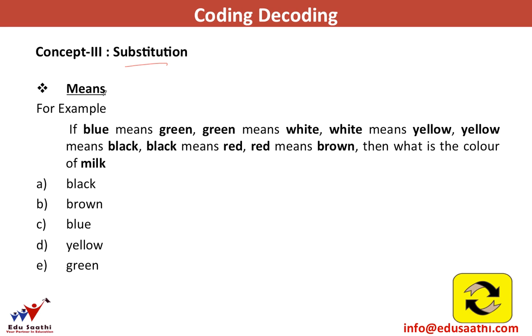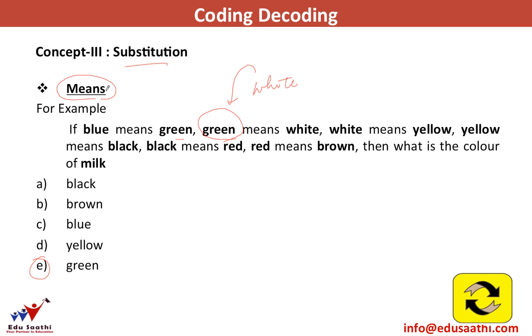Now here, what you need to carefully notice is that we have the word means. For example, if blue means green, green means white, white means yellow, yellow means black, black means red, red means brown, then what is the color of milk? We know that the color of milk is white, but in this language, green means white. So what is the right option here? Green.